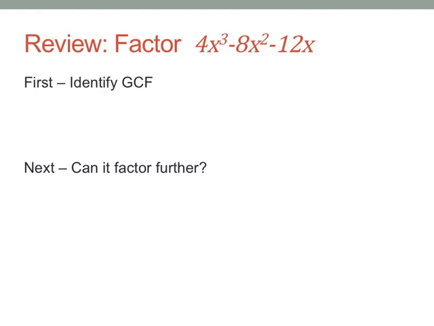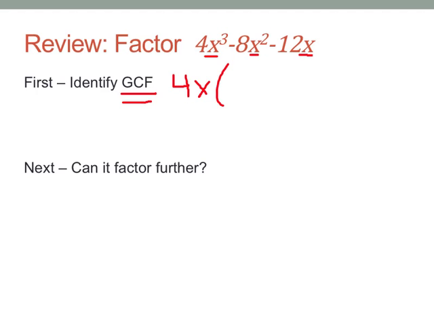If I want to factor 4x cubed minus 8x squared minus 12x, you should know the very first thing to look for is a GCF. So what is the greatest common factor of all of these terms? Well, for the coefficients, I could take out a 4, and for all the variables, you're going to see that they all have the same variable, and then you're going to pick the one with the lowest power, so that would be x. So my GCF is 4x.